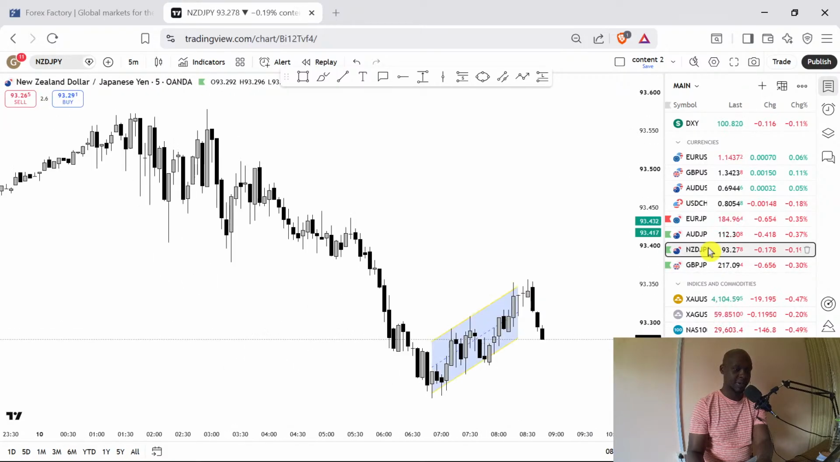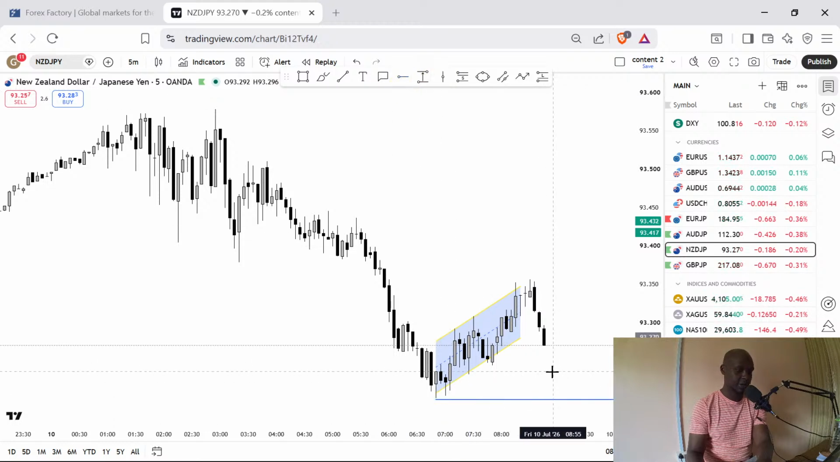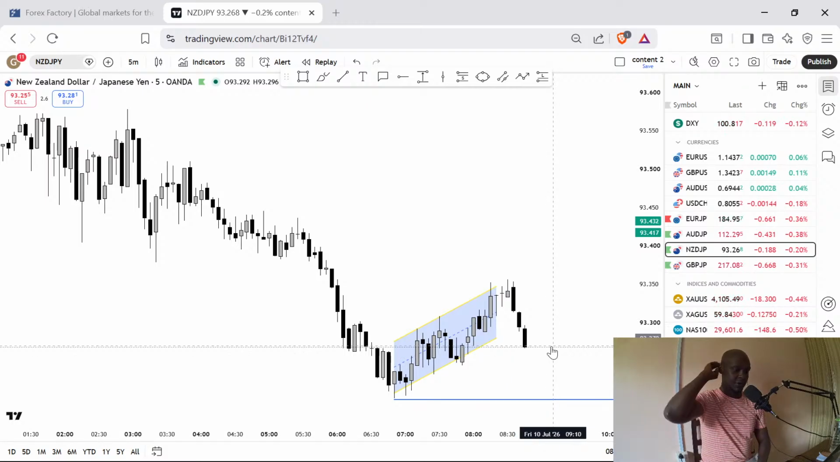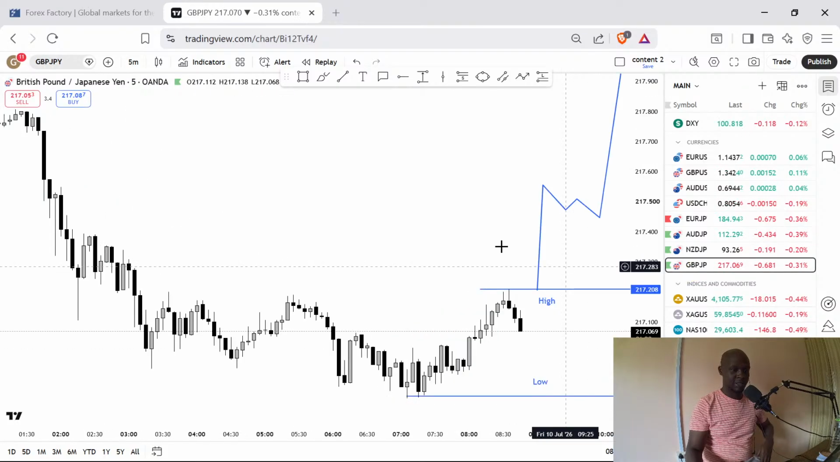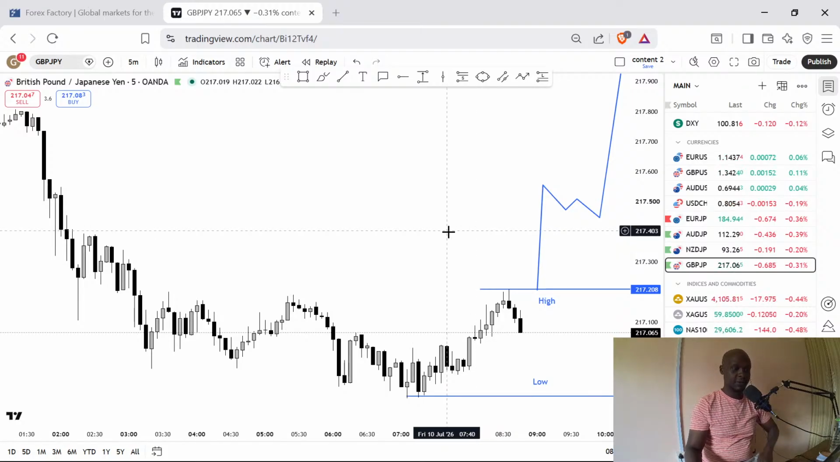But the only pair that I was seeing possibilities of taking shorts was New Zealand JPY. But first of all, we'd have to break this low before I can consider taking shorts, and we have to break it with a lot of conviction. So I still need to see a lot of selling pressure breaking this low before I can look for shorts. But generally I was looking for longs on the yen pairs, and I was also looking for longs on the DAX, but that is not viable anymore.